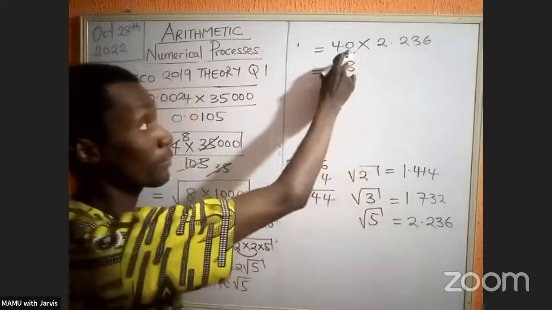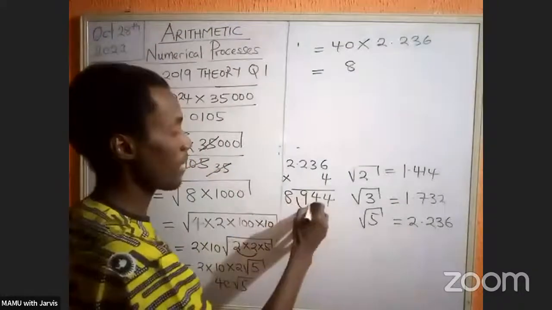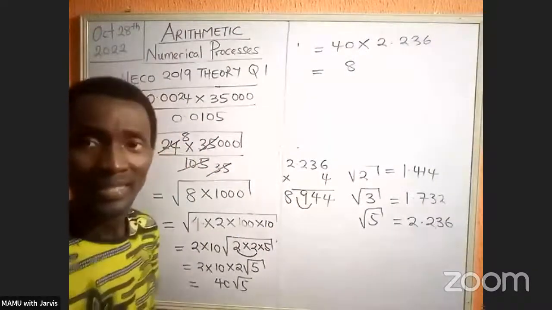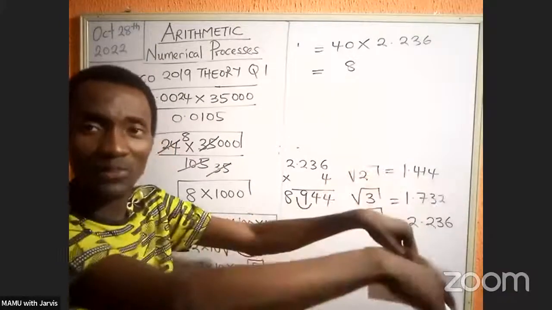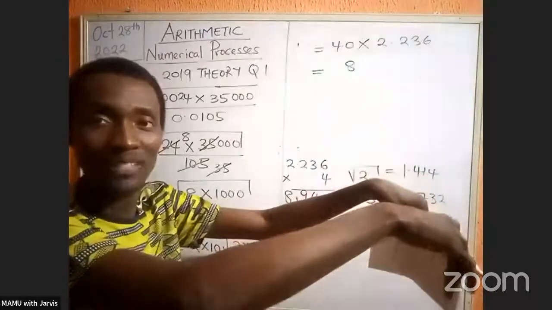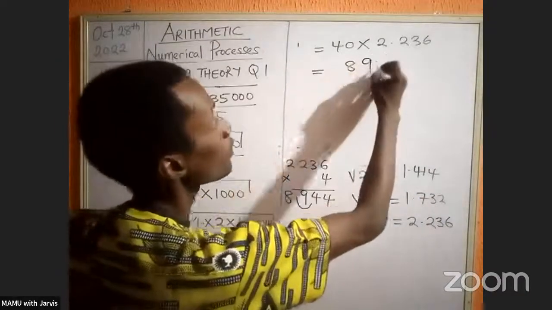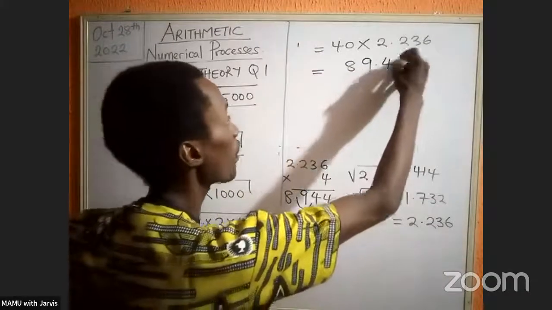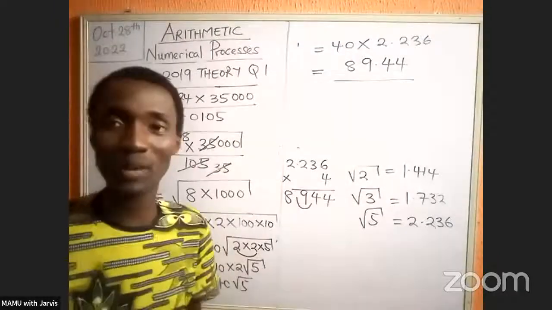times 10. Remember, this 10 in this setup will move this decimal place forward. If you're multiplying by 10, it moves the decimal place forward. It makes the number increase in its place value system. So this becomes what? 89.44. So we've actually solved this without using our calculator.